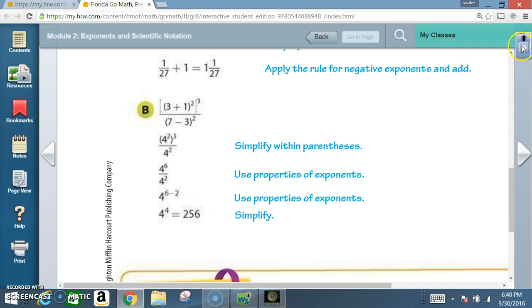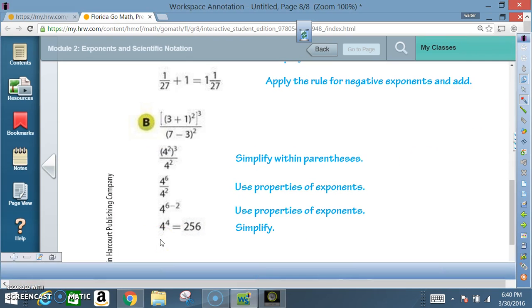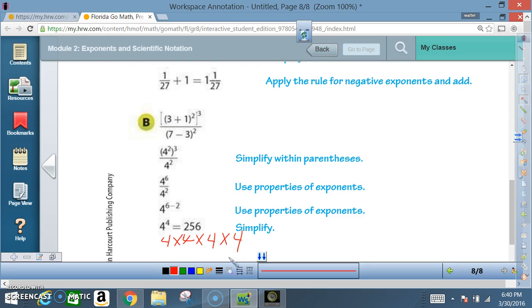And don't forget, that means 4 times 4 times 4 times 4. 4 times 4, that's 16. 16 times 4, that's 64. 64 times 4, that's 256. So once again, 4 times 4 times 4 times 4.